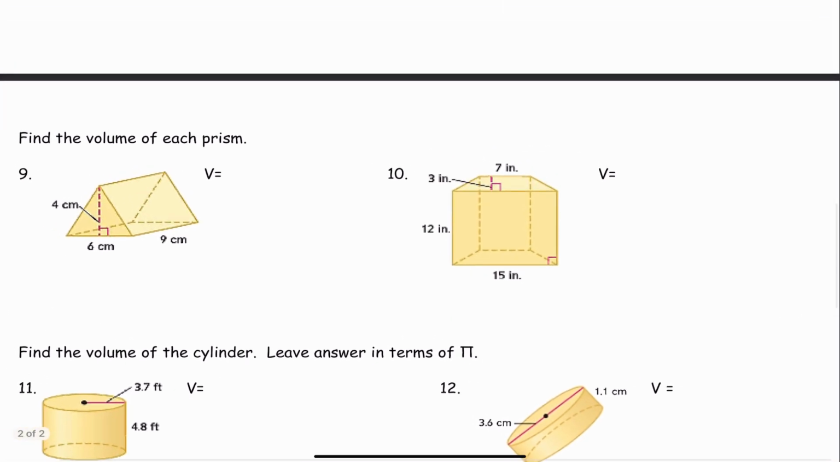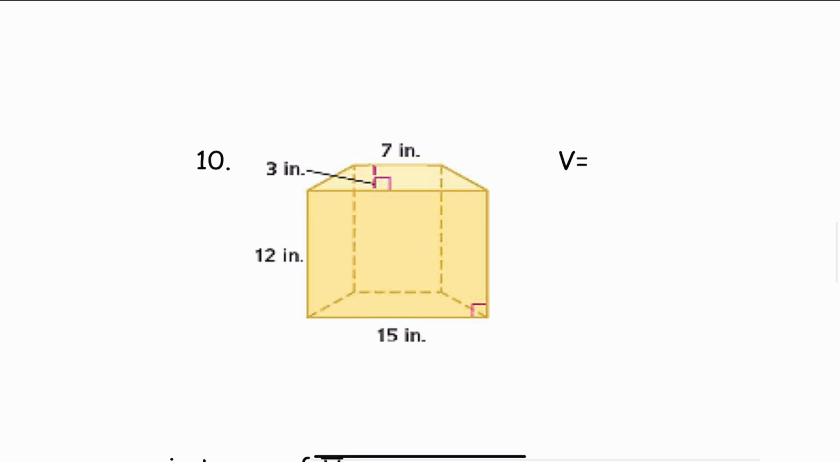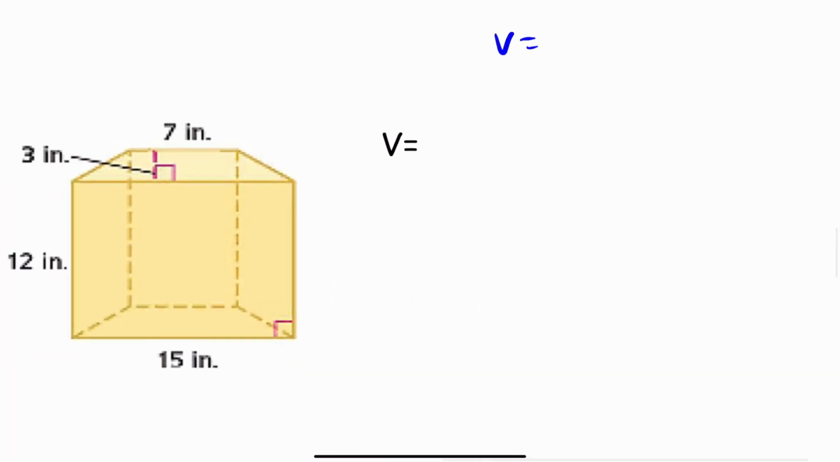Number 10. This is a prism, but you're dealing with a trapezoid as your base. So I would assume you would call this a trapezoidal prism. If we're dealing with volume, the formula is going to be the area of the base multiplied by the height here.